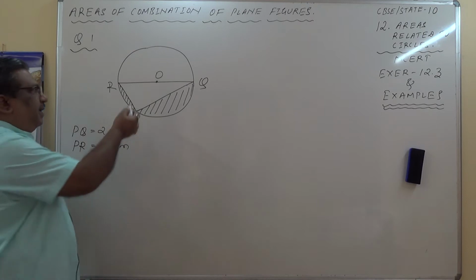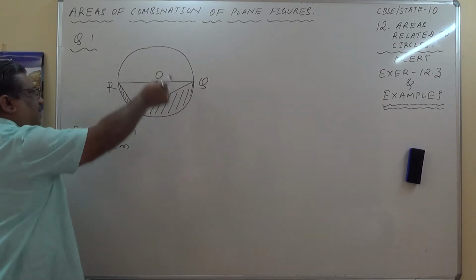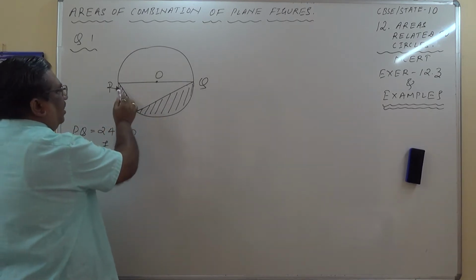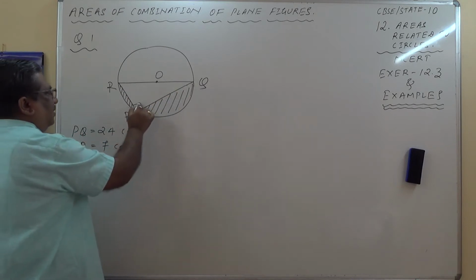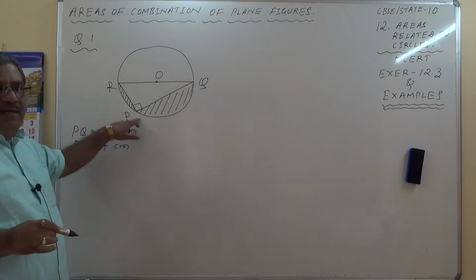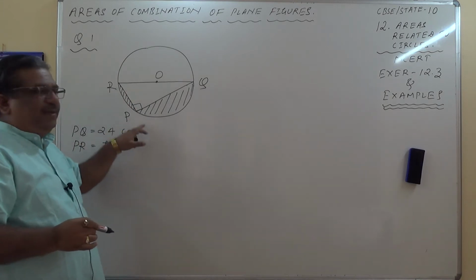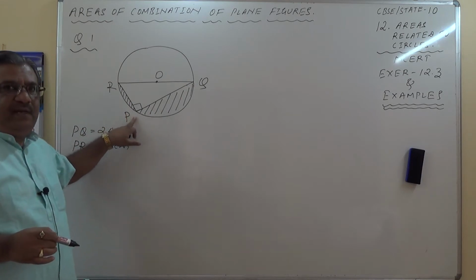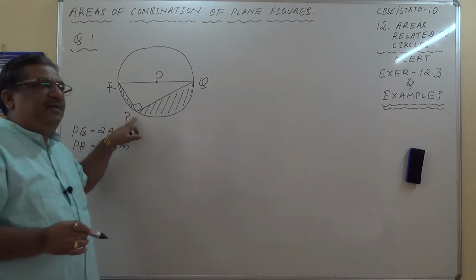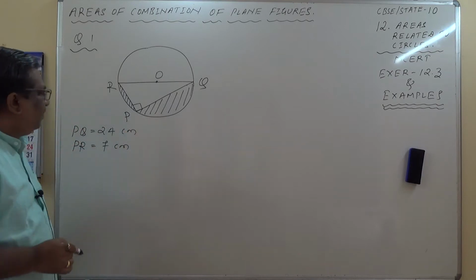So here the diagram goes like this. A circle with center O and PQR is a triangle. Here this is right angle. Why is this right angle? Because the angle in a semicircle, this becomes the diameter. So angle P is the angle in a semicircle. So angle in a semicircle is 90 degree.